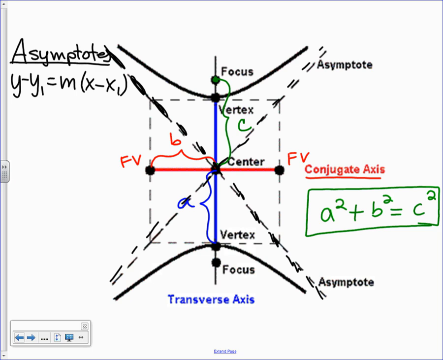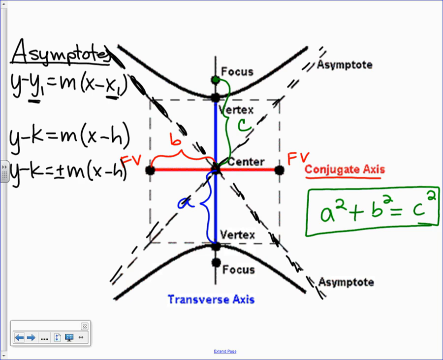Okay, so asymptotes are going to be written in point slope form for no other reason but it makes your life easier. The point is going to be your center, so I'm going to change that to (h, k). So y minus k, because for a center k is the y value, equals m times x minus h. Please notice that you have two asymptotes. When you talk about your asymptotes, you're actually going to have a positive case and a negative case.